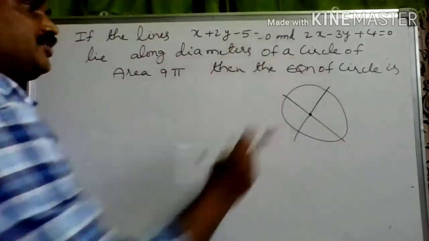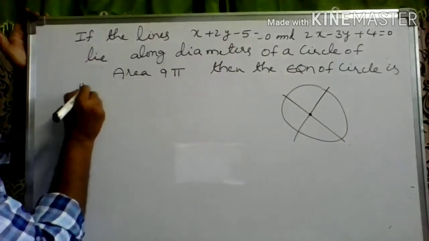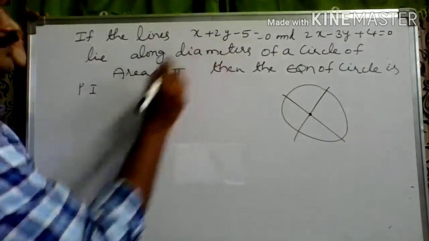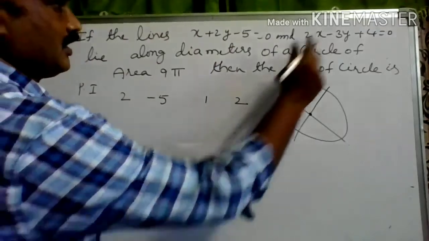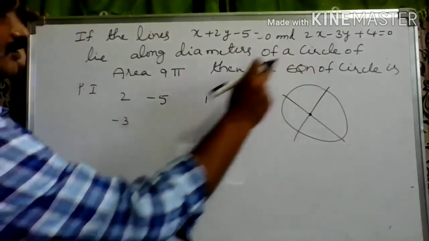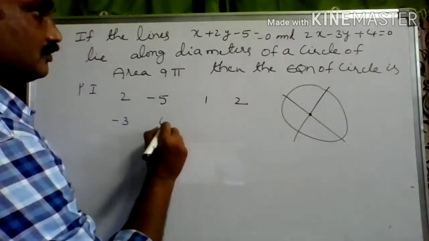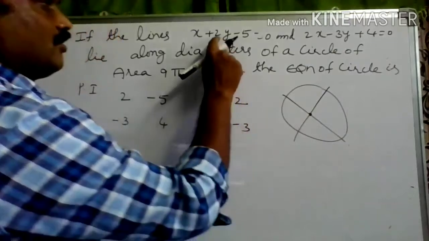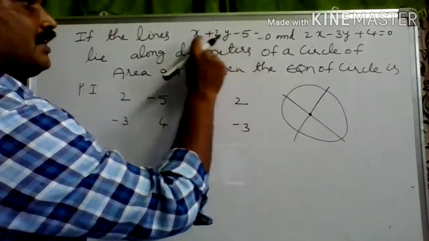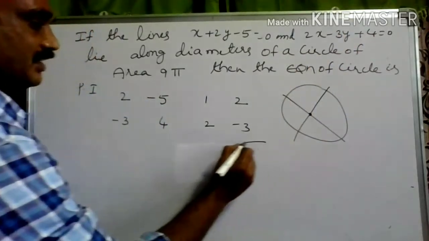Solving these equations, we get the center. So first, the point of intersection of the given lines. For the first equation the coefficients are 2, minus 5, 1, 2. For the second equation, minus 3, 4, 2, minus 3.